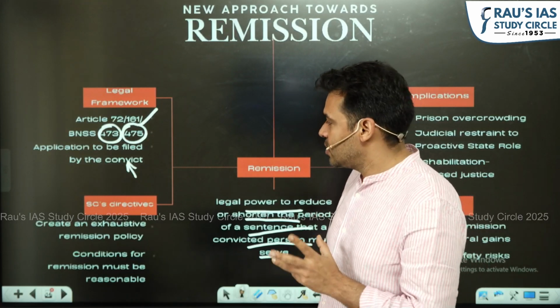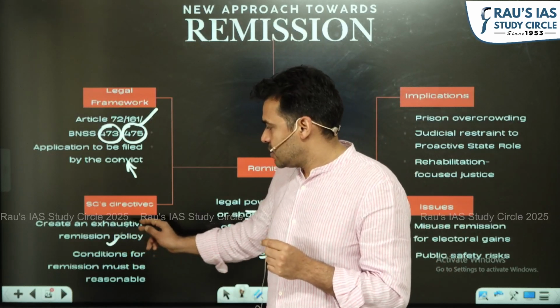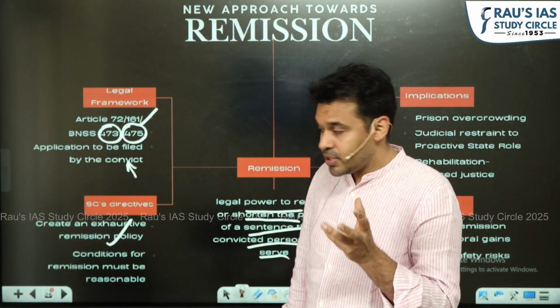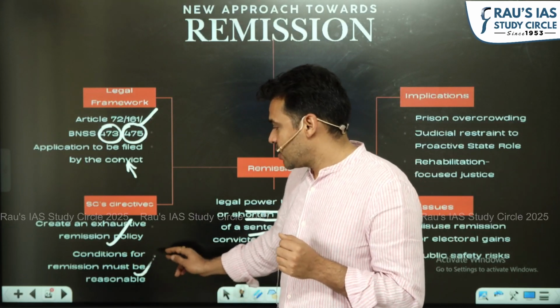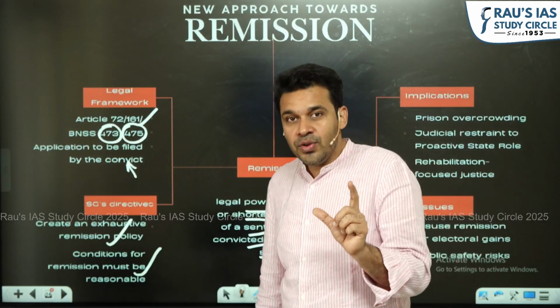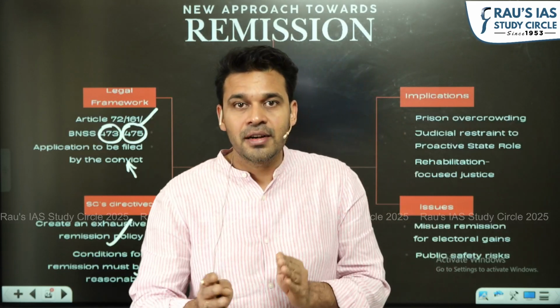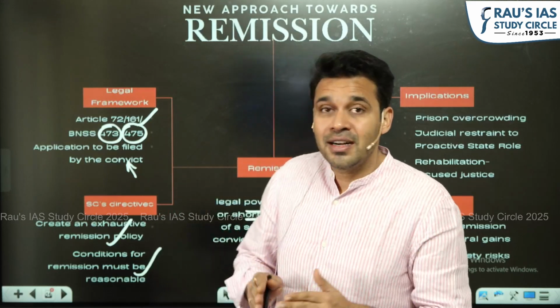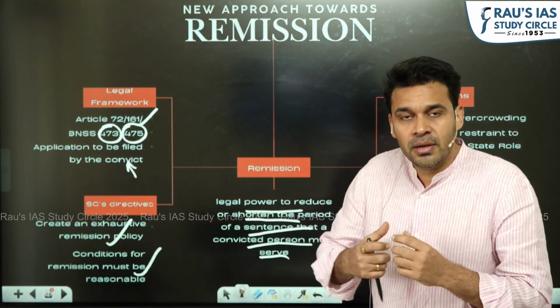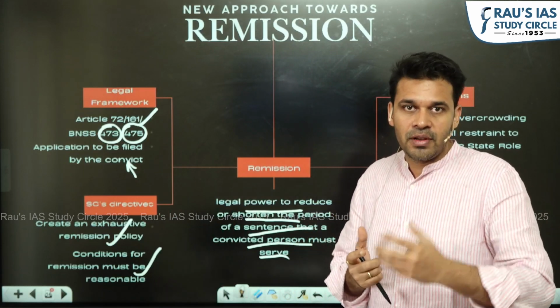But now the Supreme Court directives have changed this. They have asked every state to create an exhaustive remission policy, and conditions for remission must be given and they must be reasonable. Now you can see that we are moving from the prisoner-led remission policy to the state-led remission policy, where the remission will be an eventual automatic outcome of good behavior within the jail.